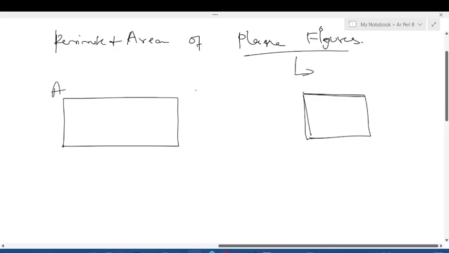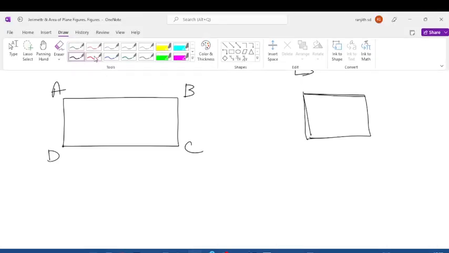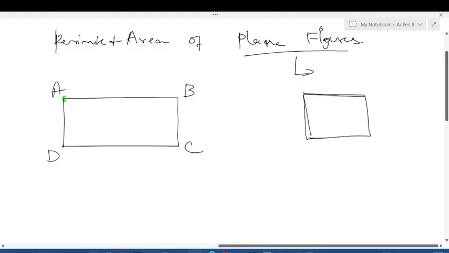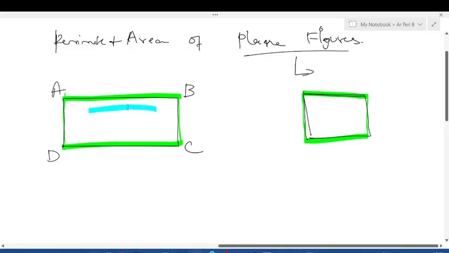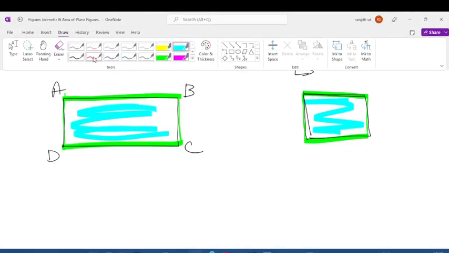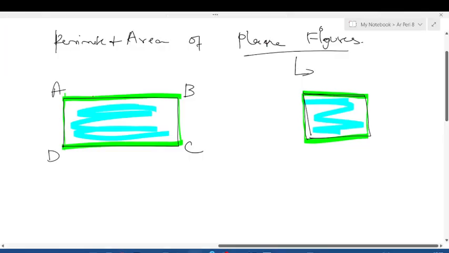You will name the rectangle A, B, C, D like this. Perimeter is nothing but the outer distance, this one, the outer one. And area is the inner value, the inner surface. Area will be this blue color, inner surface. This is known as area. In a rectangle, AB we call it as length.